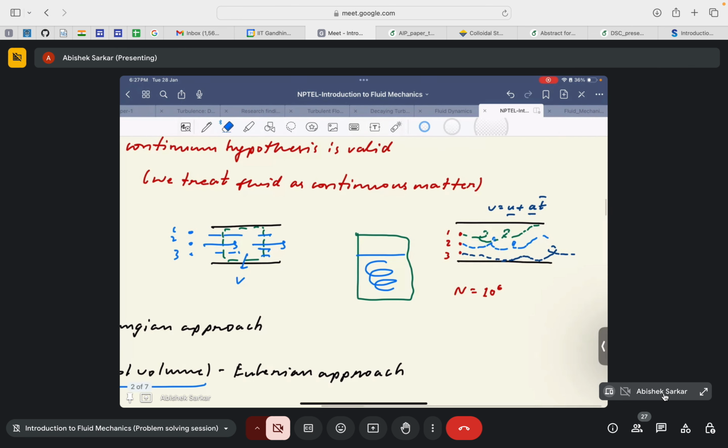Sorry, I'm extremely sorry, not this one. I'm confused. So say v is dy by dt, right? So if you integrate it using, say, Euler's method, then y would be y naught plus v into t. Okay, then if you know the velocity in the initial position, that is 1 2 3 here, and the time for which it has traveled, then you can find the next point at which the particle would be, right? So this is the Lagrangian approach.